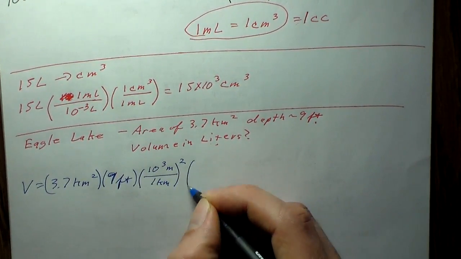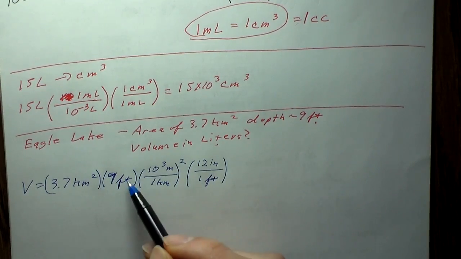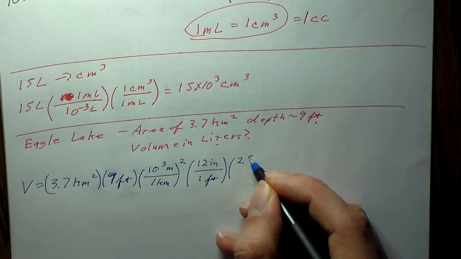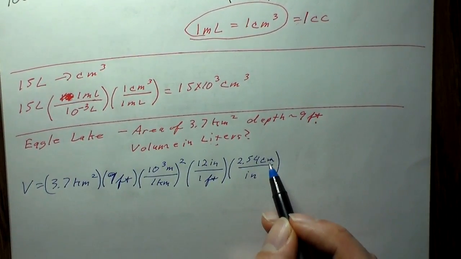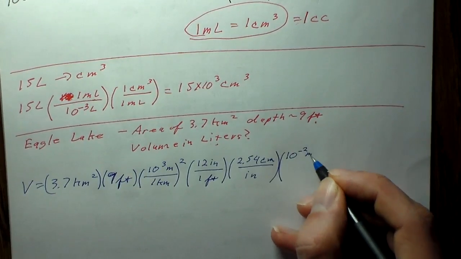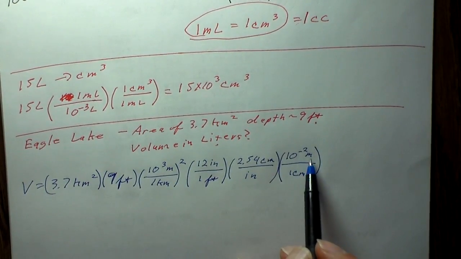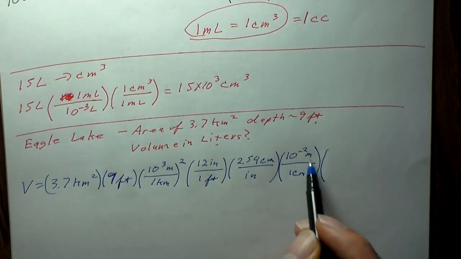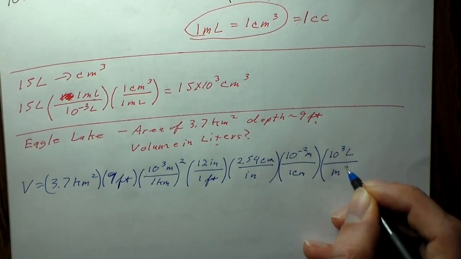Now I can just deal with my feet. That's going to be 12 inches per foot. There's no squaring because these are just units of length. Then we're going to multiply this by 2.54 centimeters per inch. So now my inches cancel out, I'm left with centimeters, and then I can very easily convert my centimeters into meters. That's going to be 10 to the minus 2 meters per 1 centimeter. At this point, I'm going to have meters times square meters, which is cubic meters for the whole thing, so I will have 10 to the third liters per cubic meter.